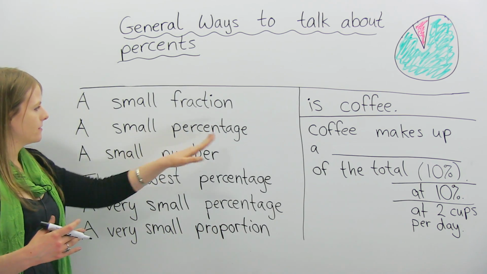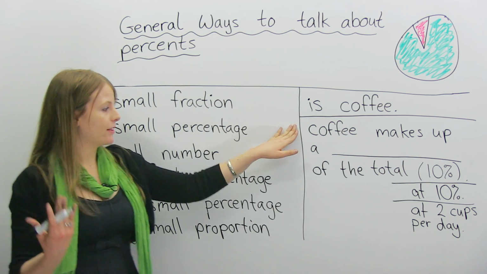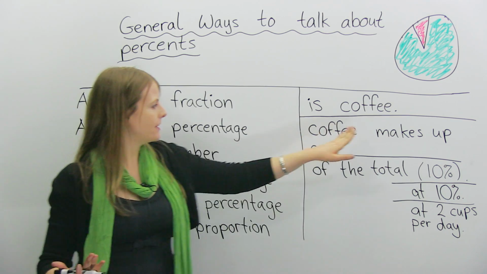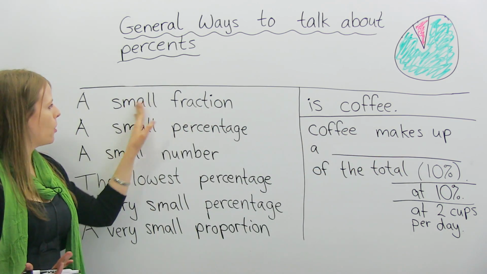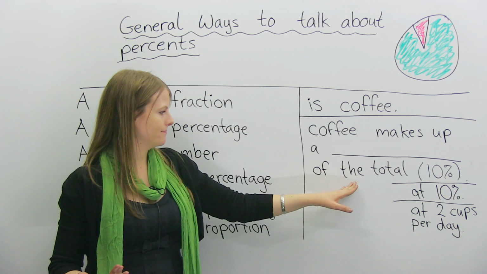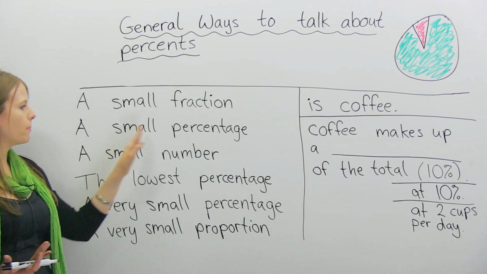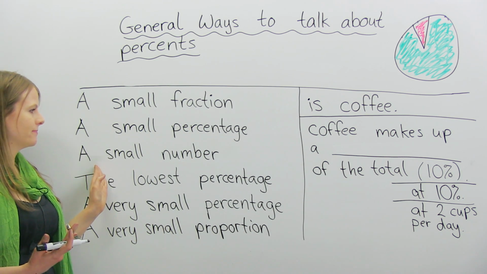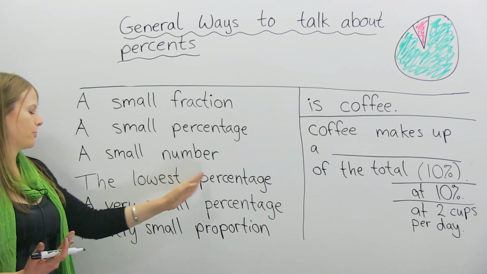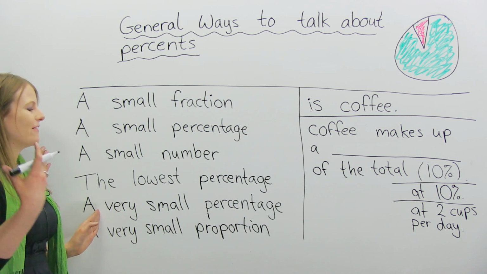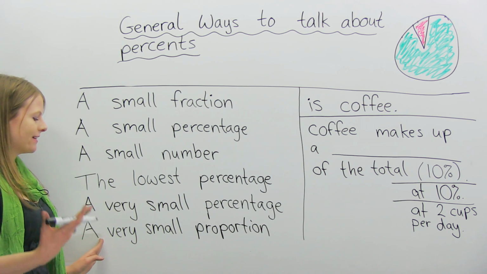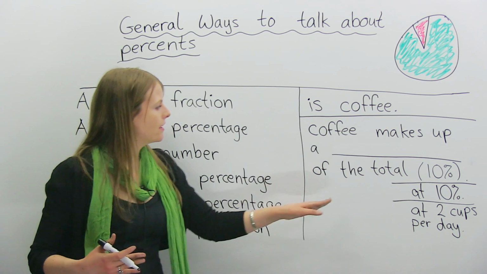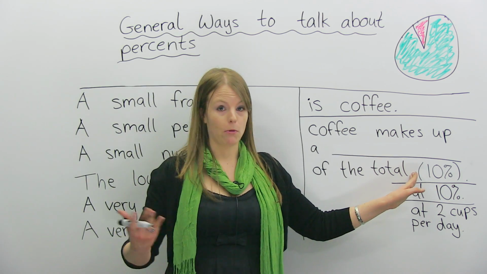So, for example, if I start with coffee, I can say, according to the pie chart, coffee makes up a small fraction of the total. Coffee makes up a small percentage of the total. Coffee makes up a small number of the total. Coffee makes up the lowest percentage of the total. Coffee makes up a very small percentage of the total. And finally, coffee makes up a very small proportion of the total. I can also add the percent if I want to here.